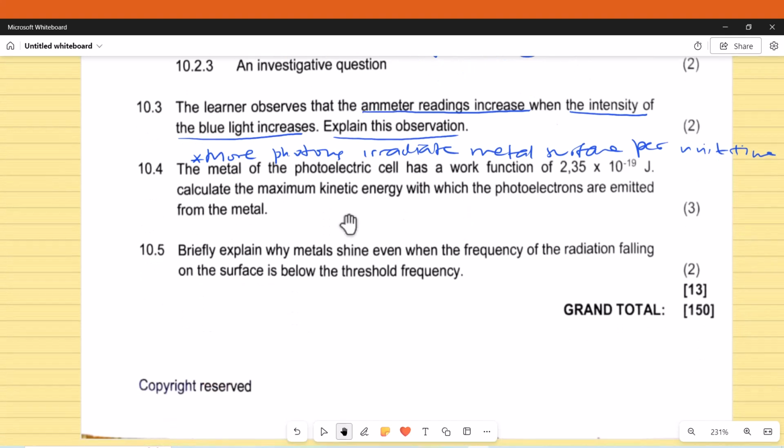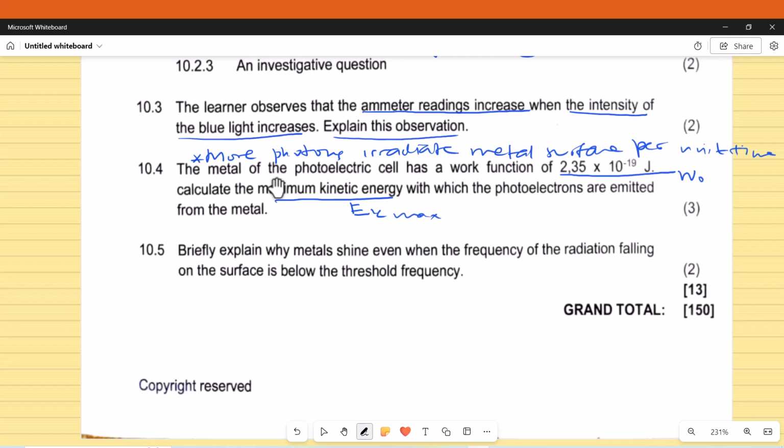Then they say here that the metal of the photoelectric cell has a work function of 2,35 x 10 to the power negative 19 joules. Calculate the maximum kinetic energy with which the photoelectrons are emitted from the metal. So what do we do in this case? They gave us the work function, W naught, and we need EK maximum.